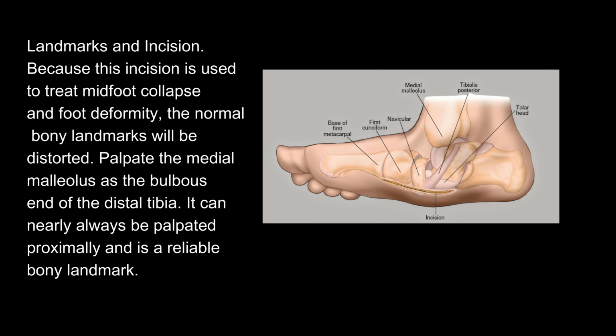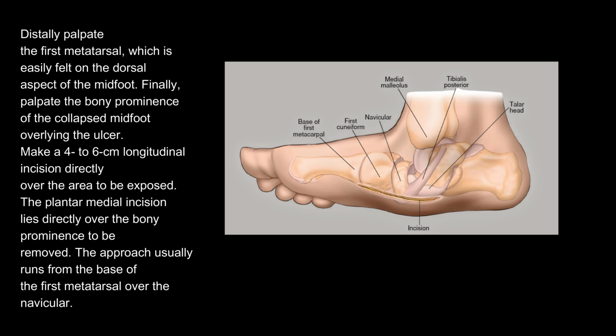Landmarks and incision. Because this incision is used to treat midfoot collapse and foot deformity, the normal bony landmarks will be distorted. Palpate the medial malleolus as the bulbous end of the distal tibia. It can nearly always be palpated proximally and is a reliable bony landmark. Distally palpate the first metatarsal, which is easily felt on the dorsal aspect of the midfoot. Finally, palpate the bony prominence of the collapsed midfoot overlying the ulcer.